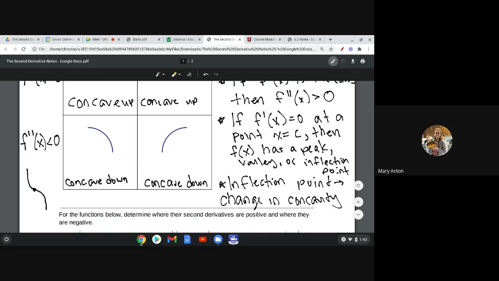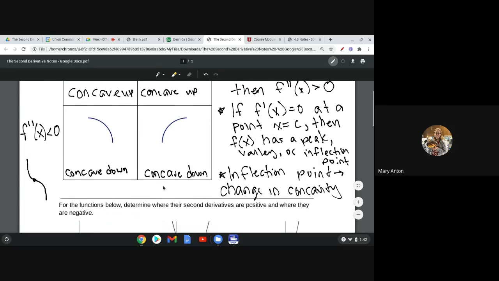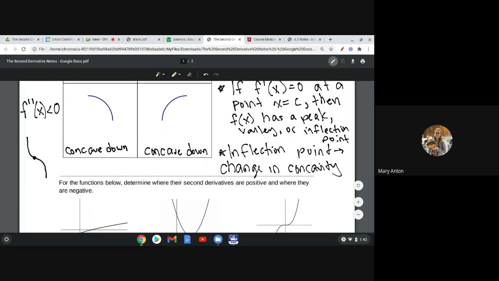So an inflection point is a change in concavity. And one last fun point about inflection points: this is when your second derivative equals 0. Do you know why? No, we don't see that. Okay, if your function... here, I'll just go to this blank page.